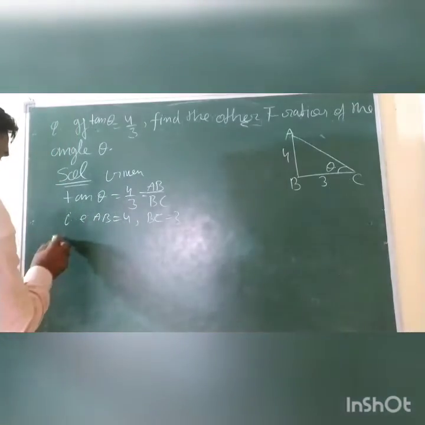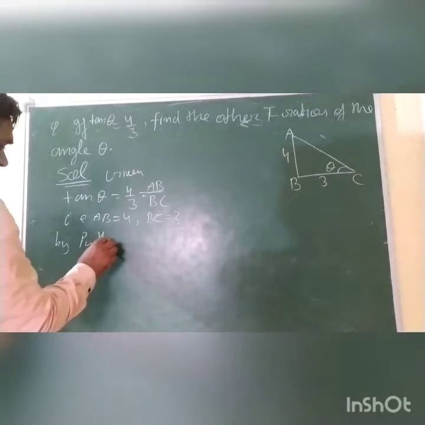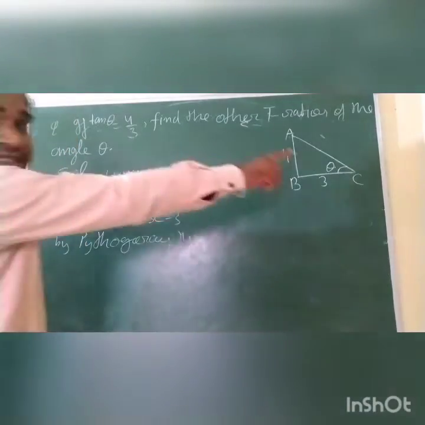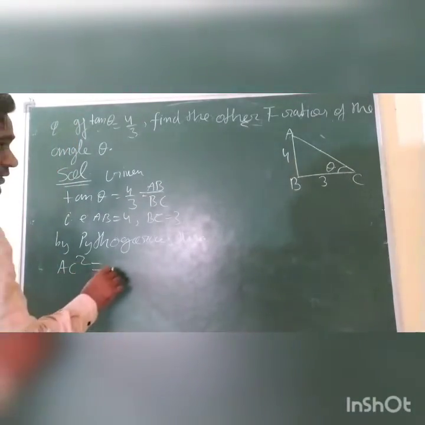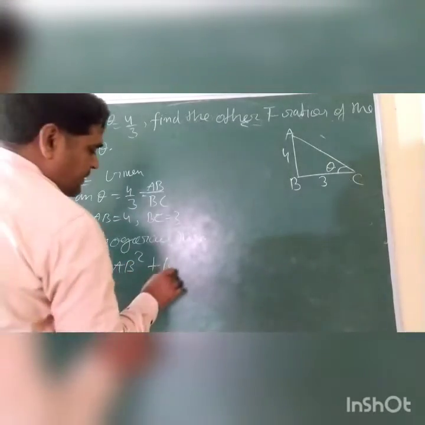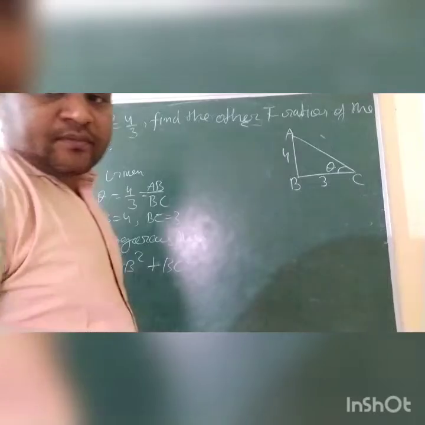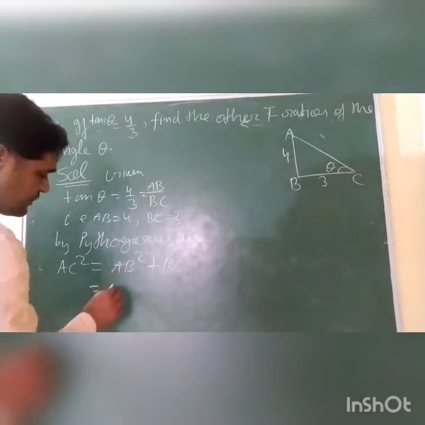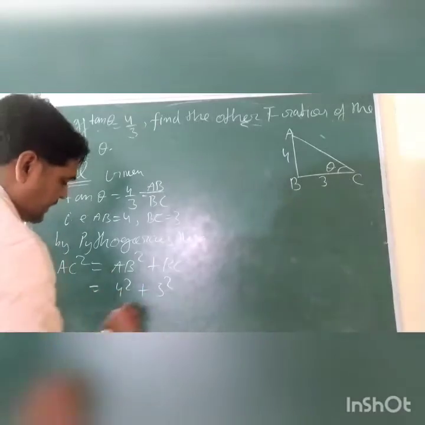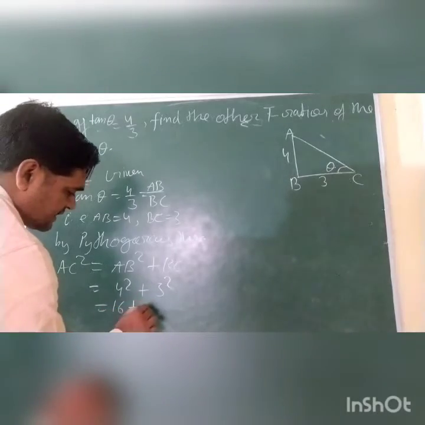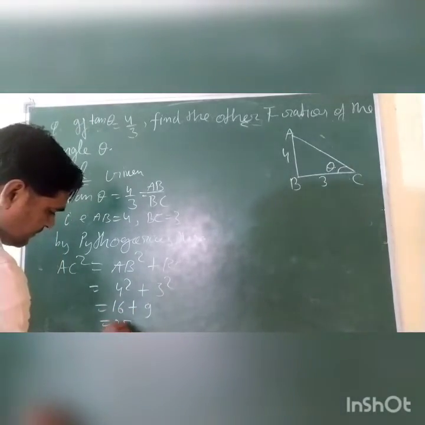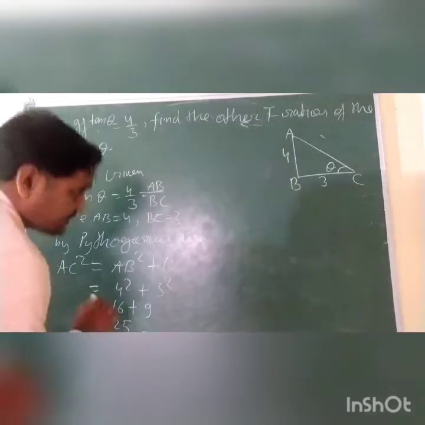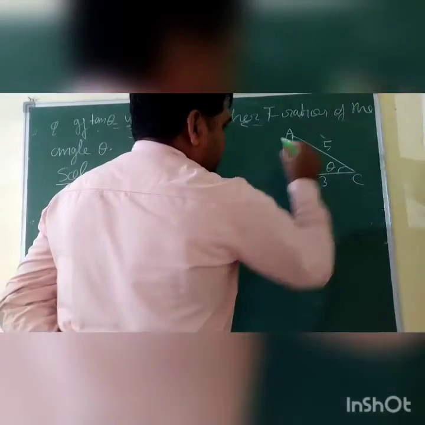Now, applying the Pythagoras theorem, we can find the side AC. AC square equals AB square plus BC square. All of you know how to apply the Pythagoras theorem. Putting in the values, 4 square plus 3 square equals 16 plus 9, which equals 25. So AC equals under root 25, which equals 5 units.